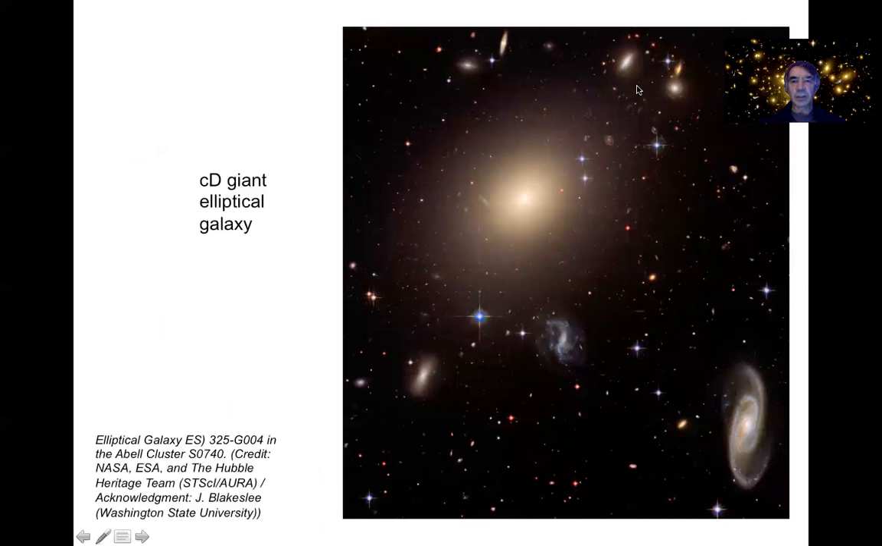So here's a picture of one. Okay, so you've got this massive elliptical galaxy, much, much bigger than the other galaxies that are sitting around it in the same cluster here. So that's the idea of a central dominant giant elliptical galaxy in the middle of a big rich cluster. So they're the biggest galaxies we know.